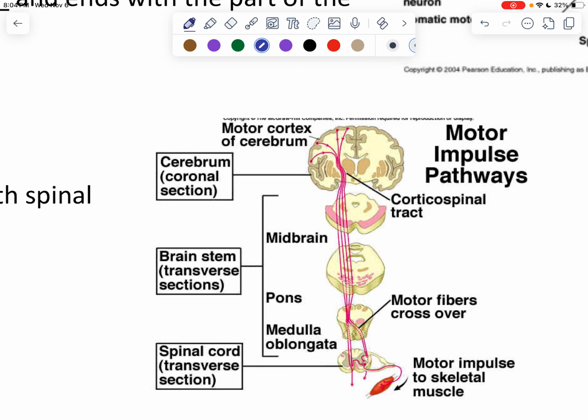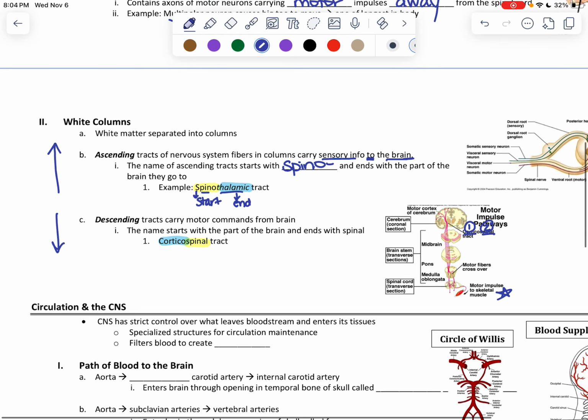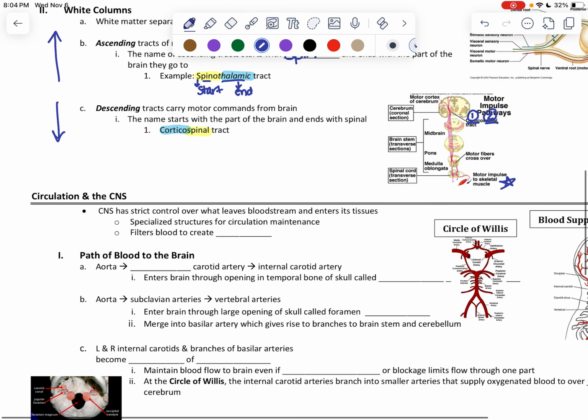So basically, you've got to bring it all the way back down through all these parts, and eventually we end with the motor impulse. So cortico-spinal: start here and here in the tract. Okay. All right. So we're moving on to the central nervous system and circulation.